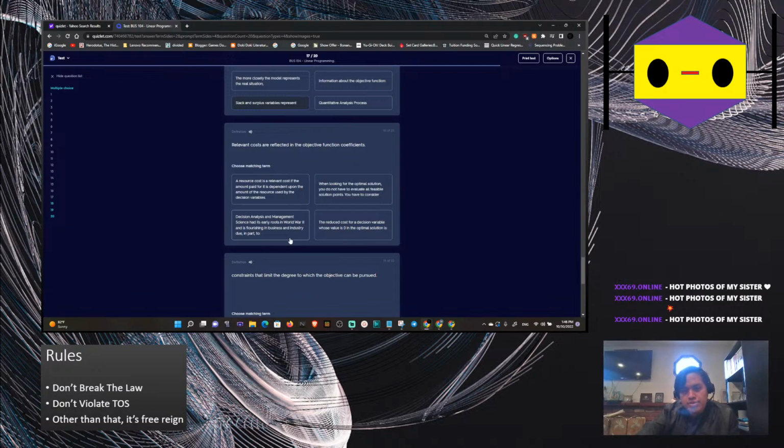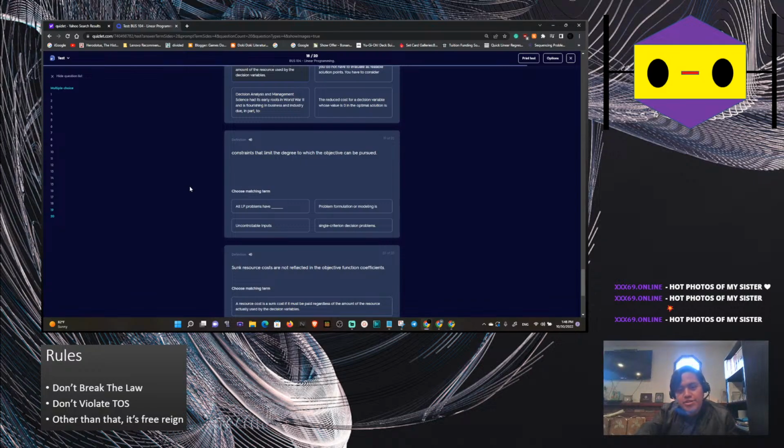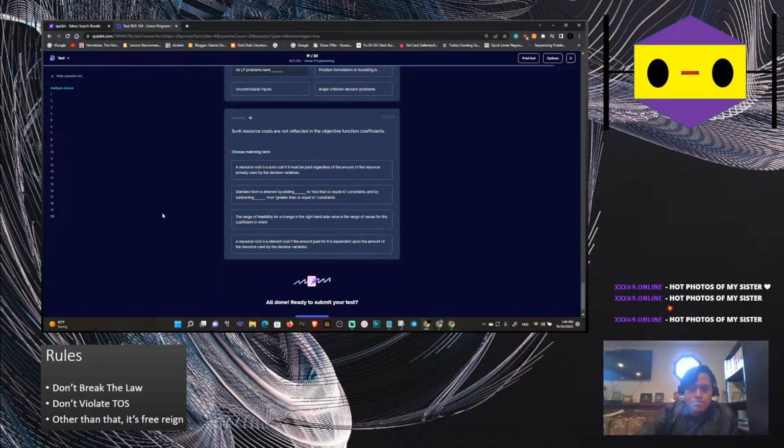Because C is wrong. We know C is wrong. B is wrong. I think it was A. Constraints that limit the degree to which the objective can be pursued. That is, all linear programming problems have constraints that limit the objective. Sunk resource costs are not reflective in the objective function coefficients. A resource cost is a relevant cost if the amount paid for it depends upon the amount of the resource used by the decision variables. No. A resource cost is a sunk cost if it must be paid regardless of the amount of the resource actually used by the decision variables.